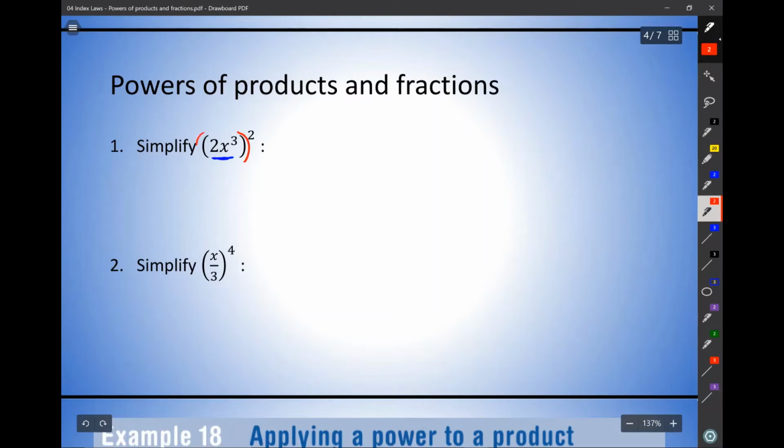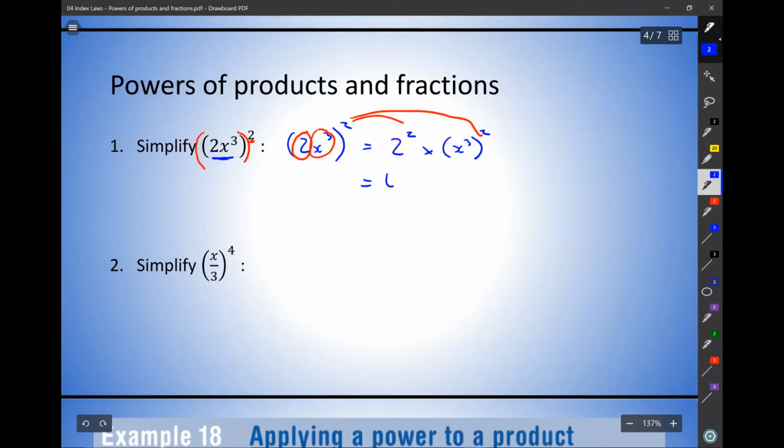Because everything here is raised to the power of 2, what we can actually do is write this like this. 2x cubed all to the power of 2 is the same as 2 to the power of 2 times x cubed to the power of 2. So what we've done is we've taken each individual thing inside our brackets and we've raised it to the power of 2 over here.